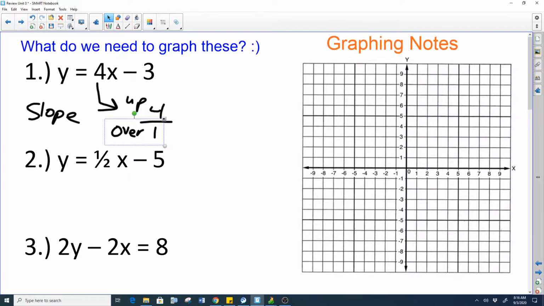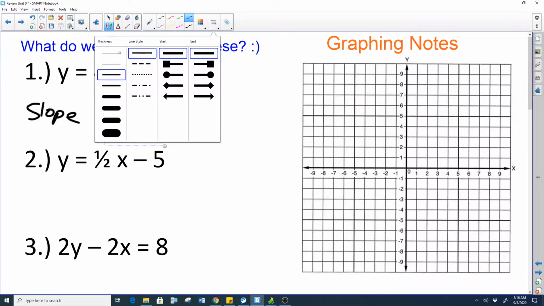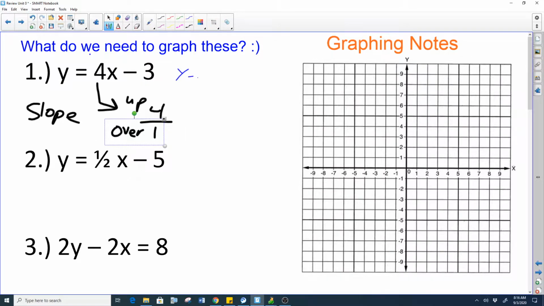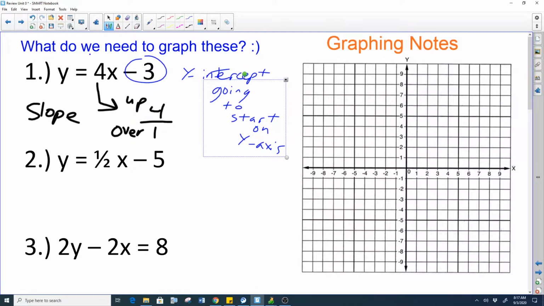Not from Compton. Okay, so that's the slope. What's this guy called? That -3. Do you guys remember what it's called? Ooh, intercept, Y-intercept. Good job. So that's the Y-intercept. That -3 there is the Y-intercept. Nice. So the Y-intercept is where you're going to start. It's going to start on the y-axis, our line.